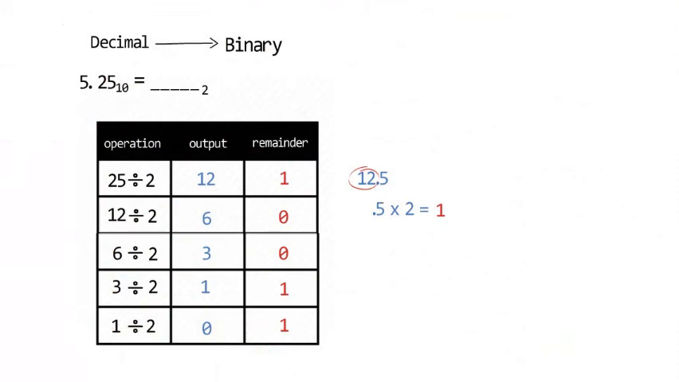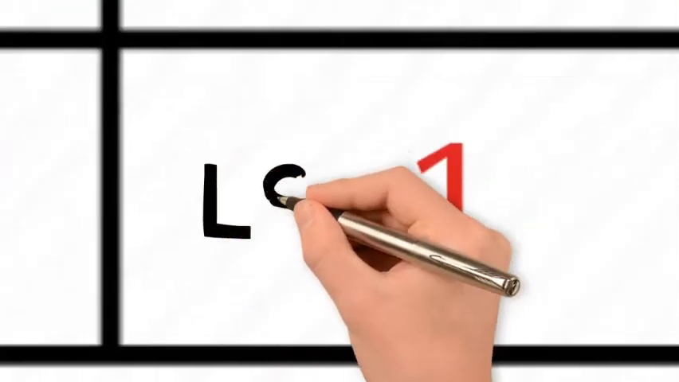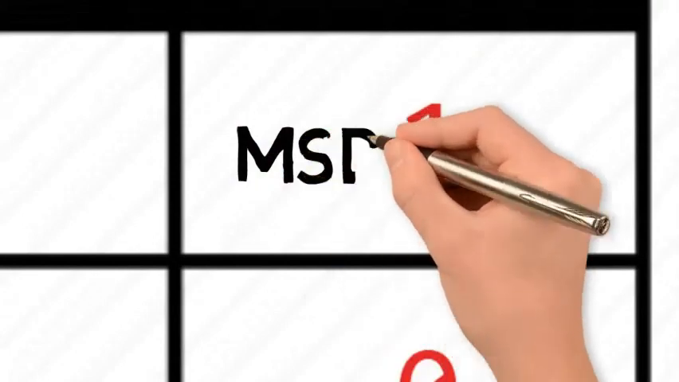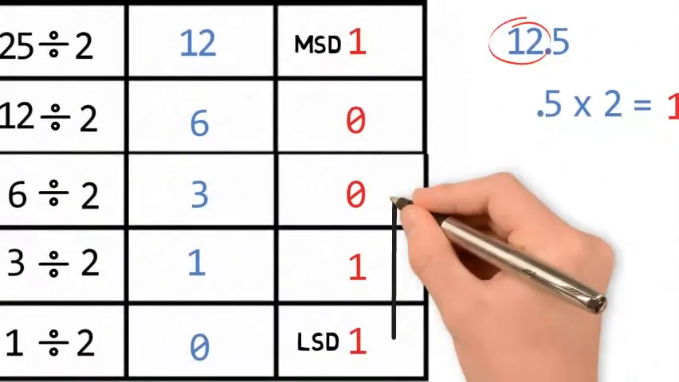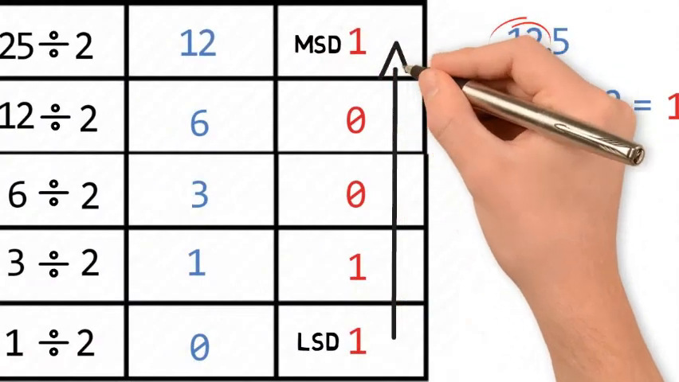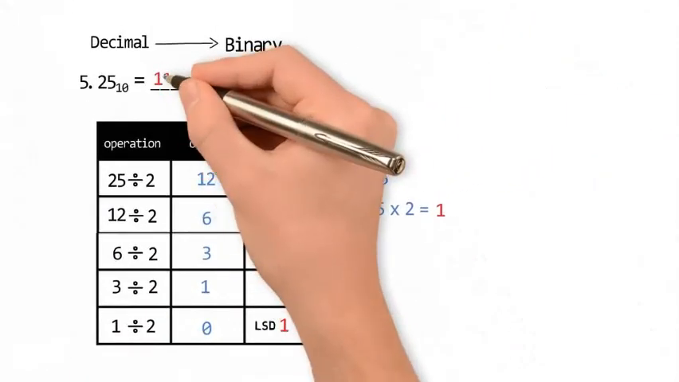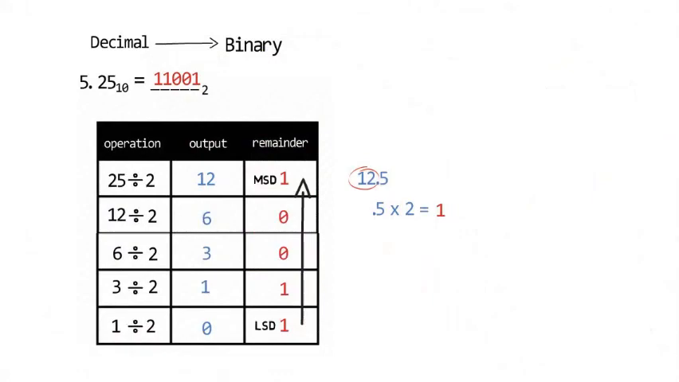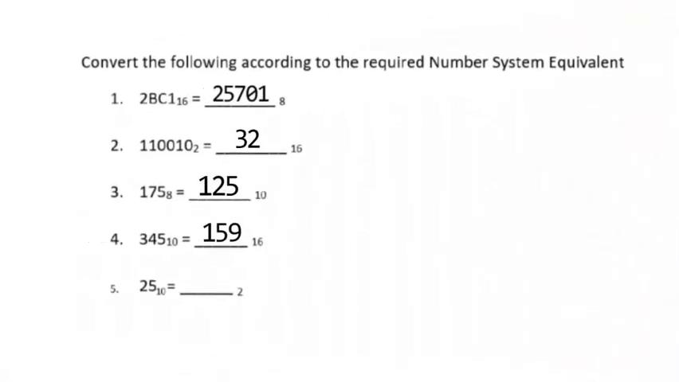So here the least significant digit is 1 at the bottom, and the most significant digit at the top also is 1. So we will read it again from bottom to top. So it's 11001. So the final answer for number 5 is 25 base 10 equals 11001 base 2.